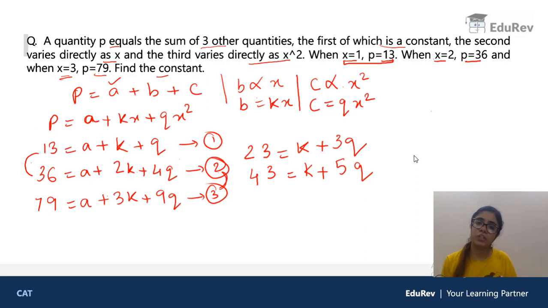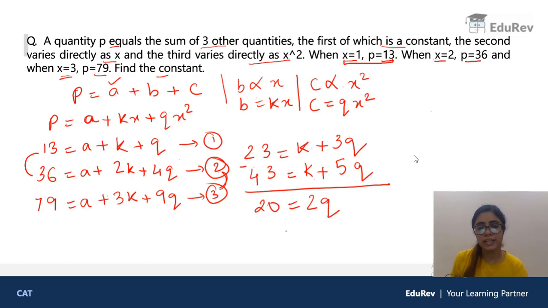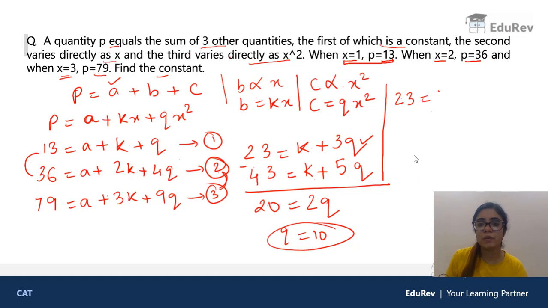So we got two basic equations, and we can solve them simultaneously now. Again, if I just subtract these two, I'll get 43 minus 23, which is 20. K will get cancelled. 5 minus 3 will become 2Q. So can I say the value of Q is 10? I got the value of Q. I can substitute here and I can get the value of K. So we know 23 is equal to K plus 3Q. So that is 3 into 10, which is 30. So your K will be 23 minus 30, which is minus 7. Okay, K is minus 7.